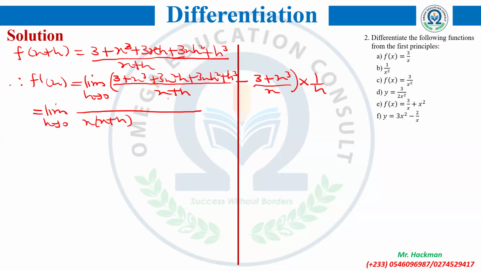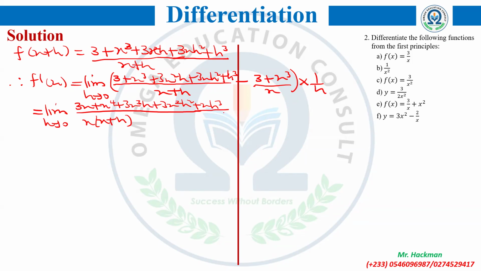This will go into this x times, so it will be x times all the terms here. So that will give us 3x plus x to the power 4, plus 3x cubed h plus 3x squared h squared, then plus x h cubed. Are you following?